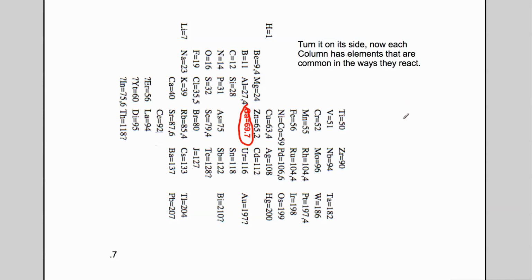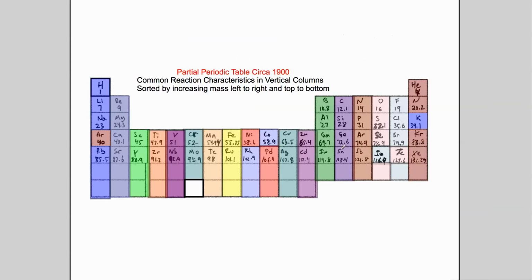Well, a number of years passed, and many of these gaps got filled in, many of these elements got found, and by around 1900, the periodic table looked something like this. It was sorted by rows for similar chemical properties, and I've color-coded all of the elements that have similar reaction properties.